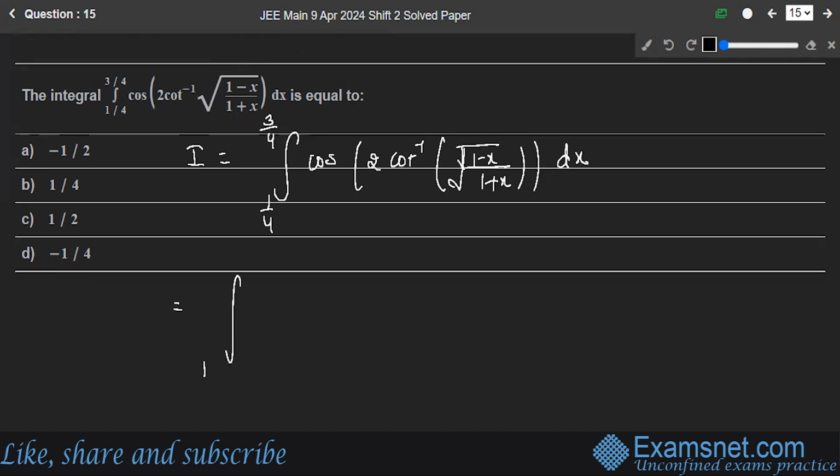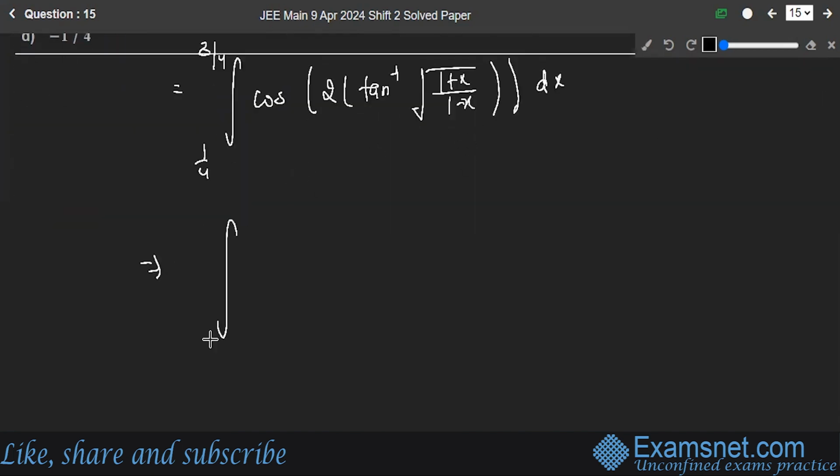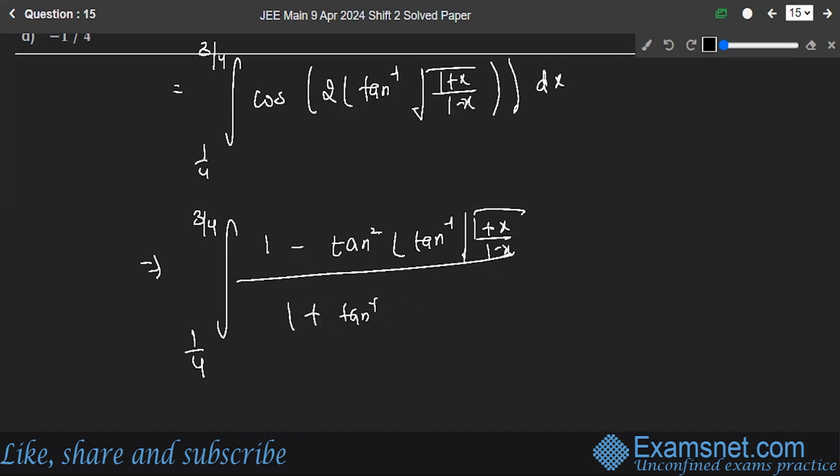So this can be written as integral from 1 by 4 to 3 by 4 of cos of twice of tangent inverse of root of (1 plus x) upon (1 minus x) dx. Right? So cos of 2a, this again can be written as integral from 1 by 4 to 3 by 4 of 1 minus tangent square of tangent inverse of root of (1 plus x) upon (1 minus x), divided by 1 plus tangent square of tangent inverse of root of (1 plus x) upon (1 minus x), this whole thing into dx.